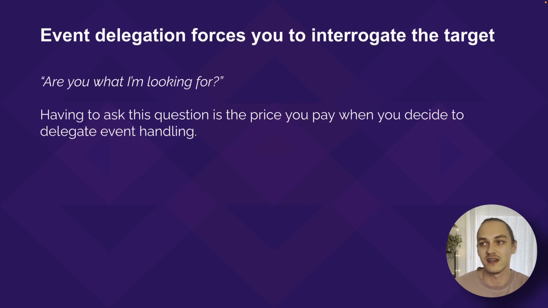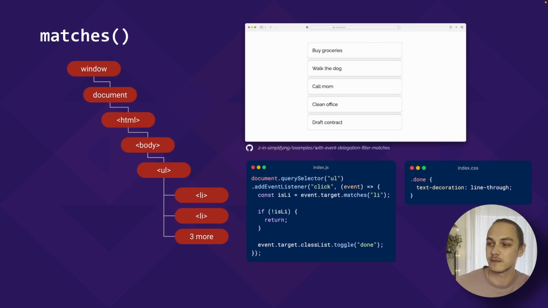An event delegation like this essentially forces you into a position where you need to interrogate the target. What do I mean by that? Well, just like the police interrogates a potential suspect to make sure that he or she is the person they are looking for, you need to make sure in your logic that the target is actually the element that you are looking for, in this case a list item. And having to implement this kind of filtering or interrogation logic is the price you pay when you decide to delegate logic like this. The way we implement this is by inspecting the target property of the event object.